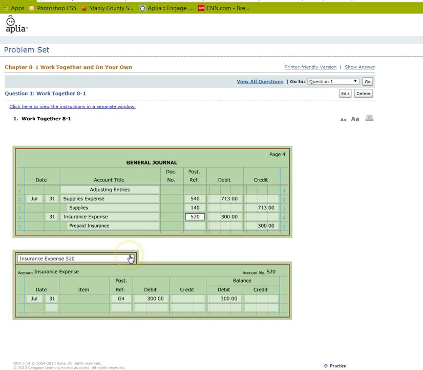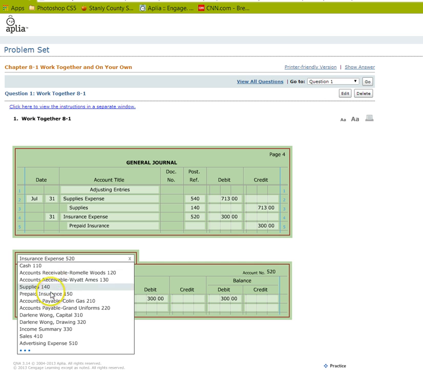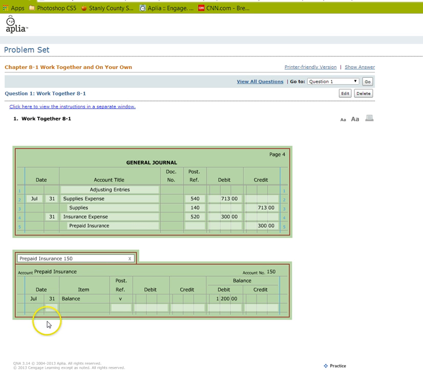The last one is now prepaid insurance. July 31st. G4. It was a credit of $300. And I had a debit balance, so $1,200 minus the $300 leaves me $900. Okay? So that's the way that we do our adjusting entries.